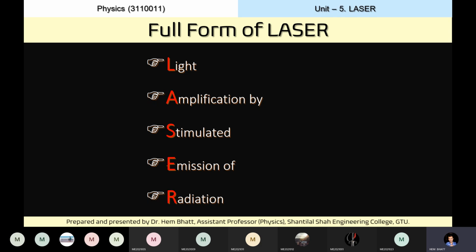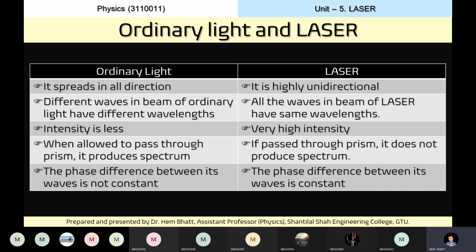Second topic was comparison of ordinary light and laser. So these are the points of comparison. I will not be reading them out loudly. But if anyone was absent previously, you can take a screenshot.